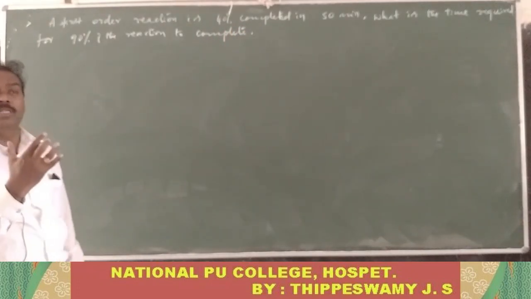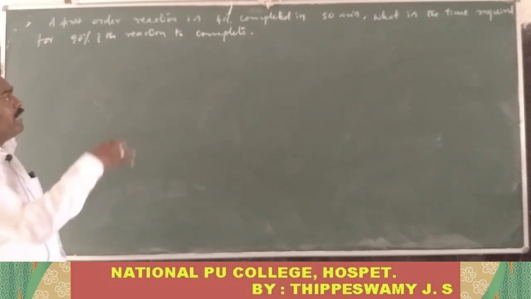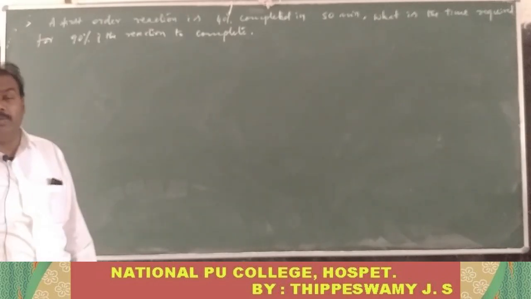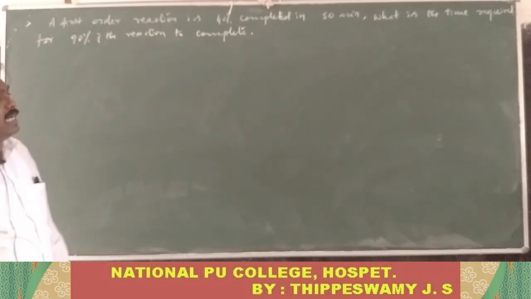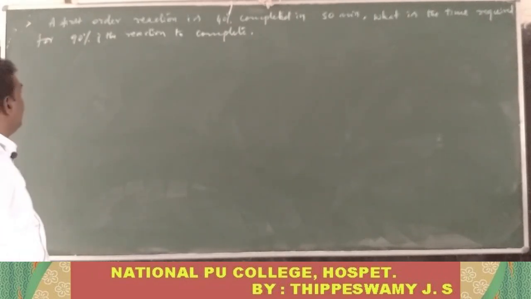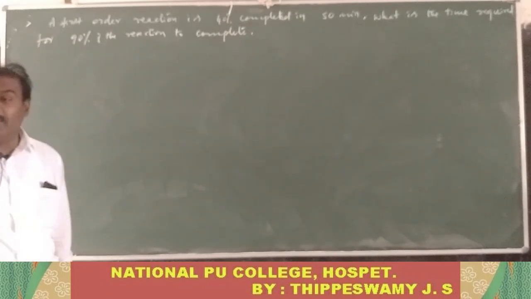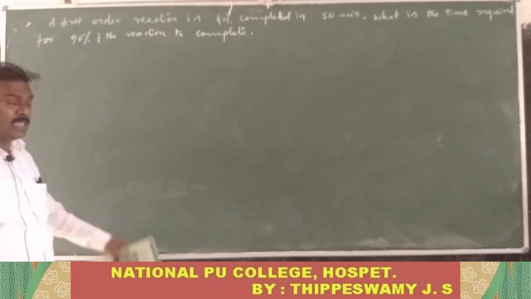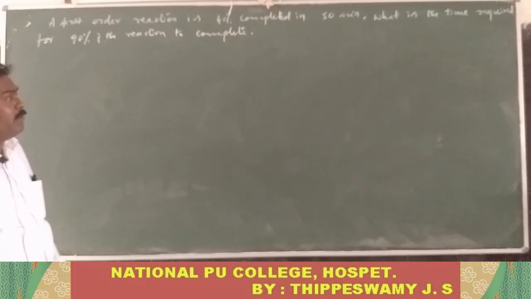First of all, in chemistry the numericals are very easy only, but we have to study the question, whatever numericals are given in chemistry. Read the question once or twice or thrice. Definitely you can understand very easily. What is the question here? What is the time required to complete 90% of the reaction? Then what data is given? A first order reaction is 40% completed in 50 minutes. So this kind of question will be appearing in the PU examinations as well as in the competitive examinations. But at PU level, there will be 3 marks or 4 marks questions.